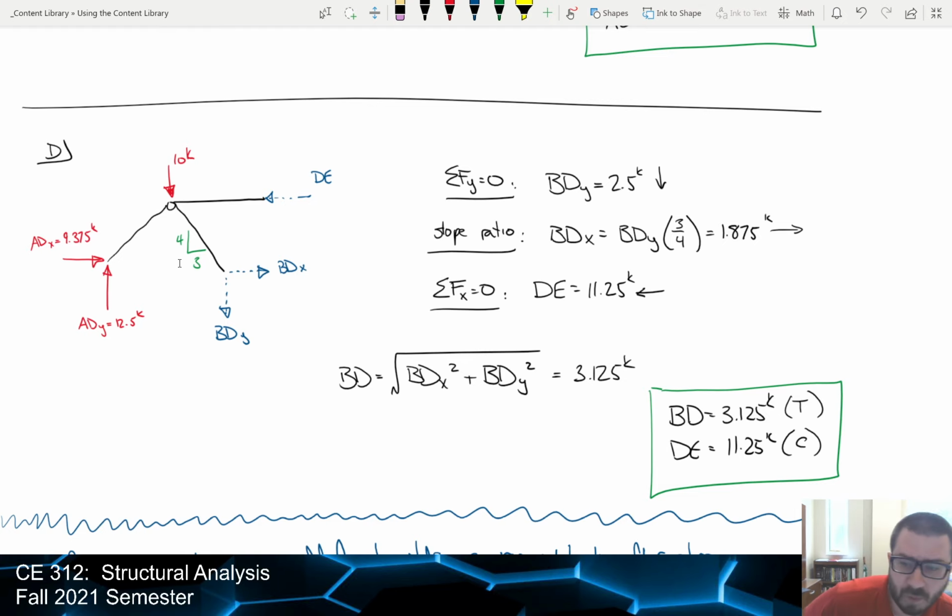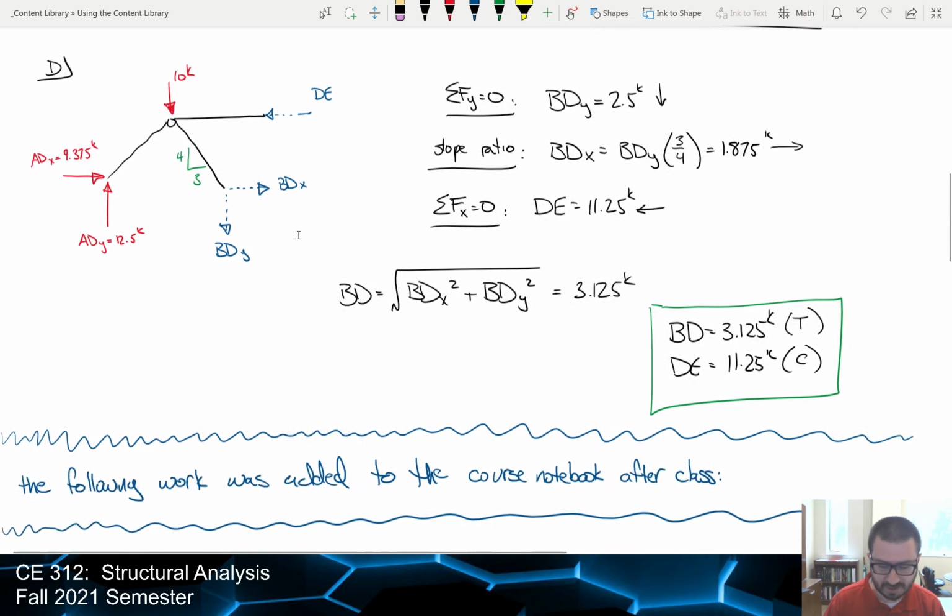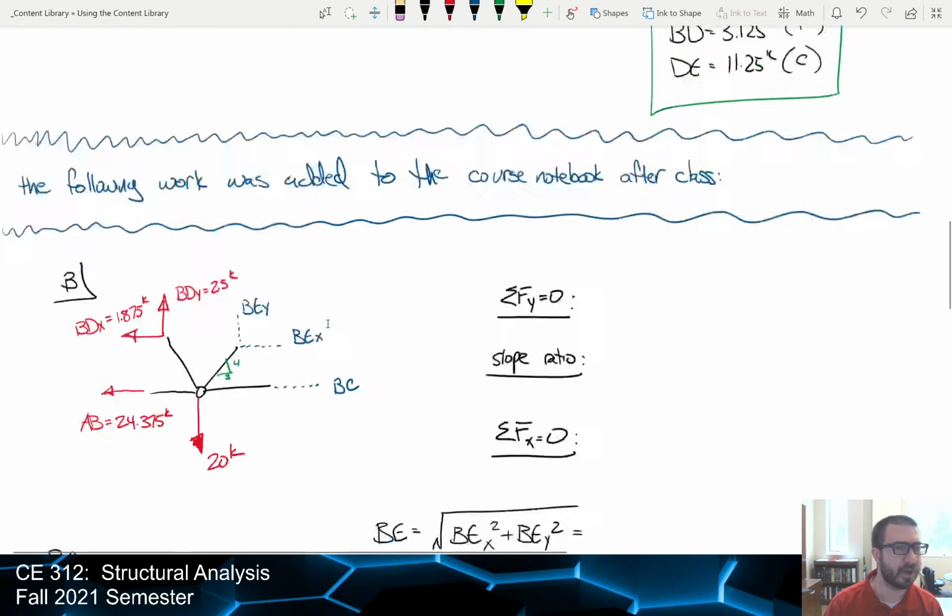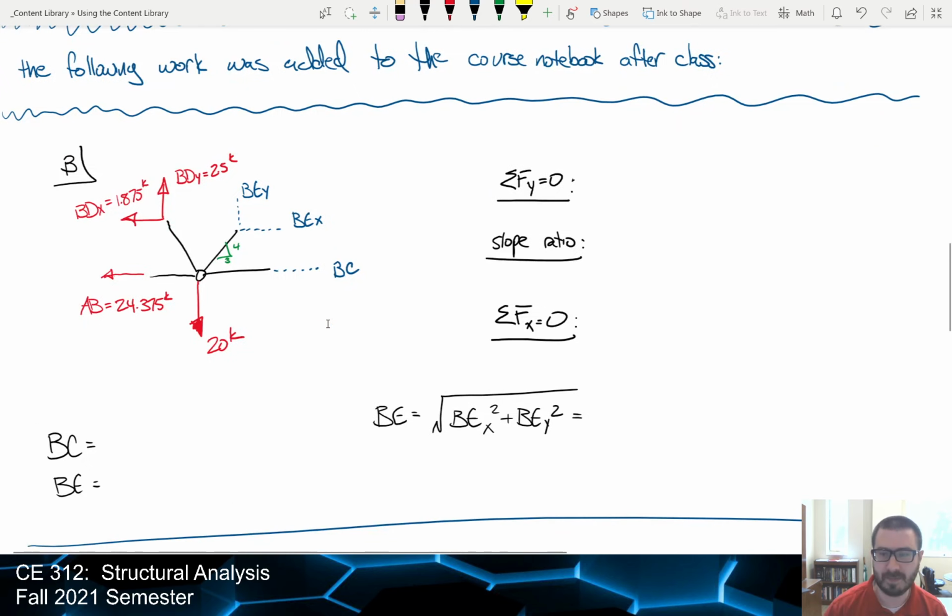We had solved for 4 of the members, and what we want to do is solve the rest of the truss out. So what I did in the course notebook is I have a line here that says the following was added to the course notebook after class, so you know where we stopped in class and what's going to be just in this video. This is what I have here for joint B.